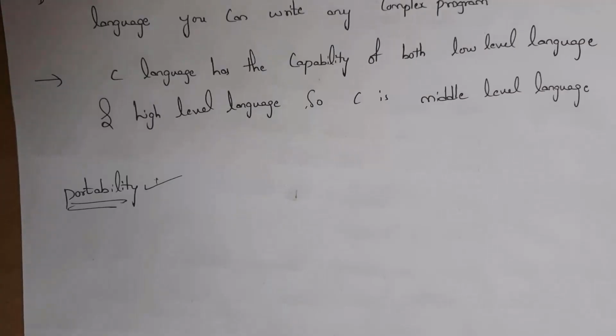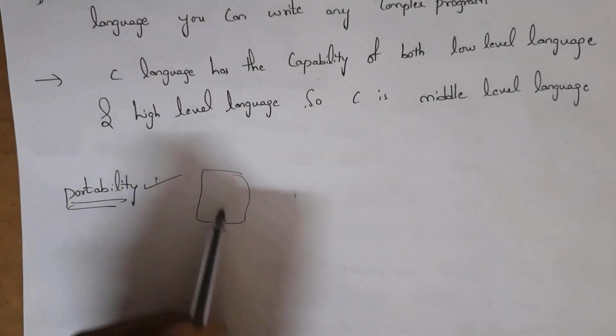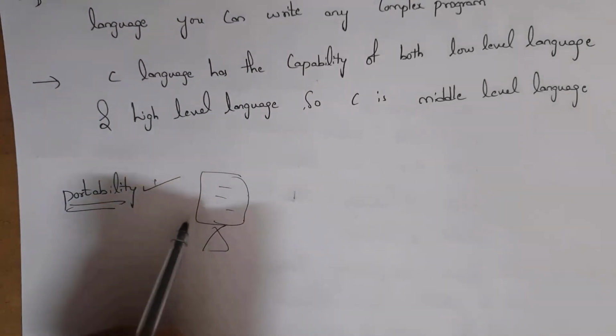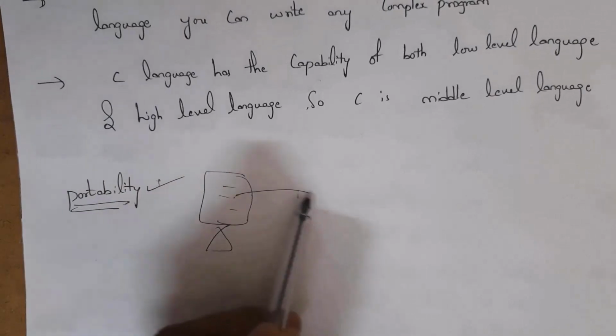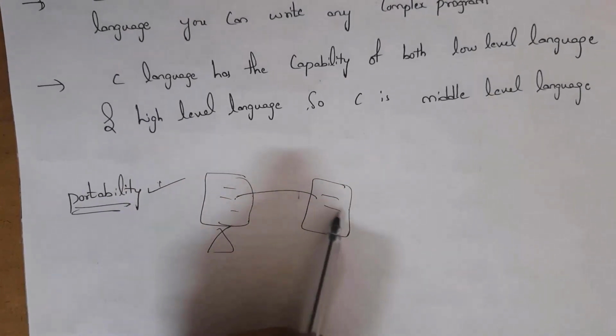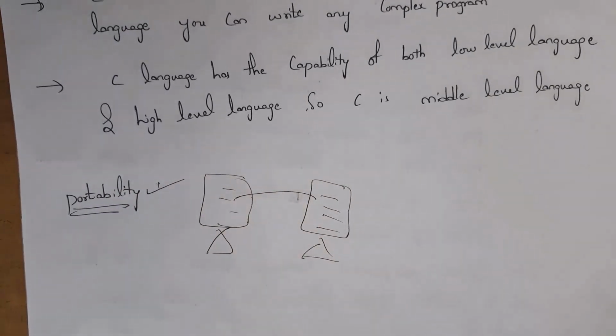C also supports portability. Portability means, for example, if I write a C program in one system, I can simply copy this program and run it in another system. This is the meaning of portability. You can write a program once and you can copy that program into various systems.